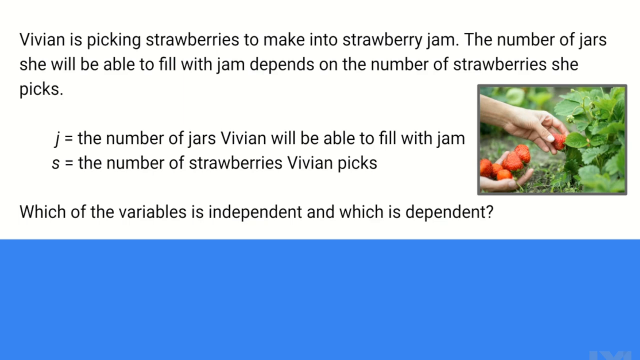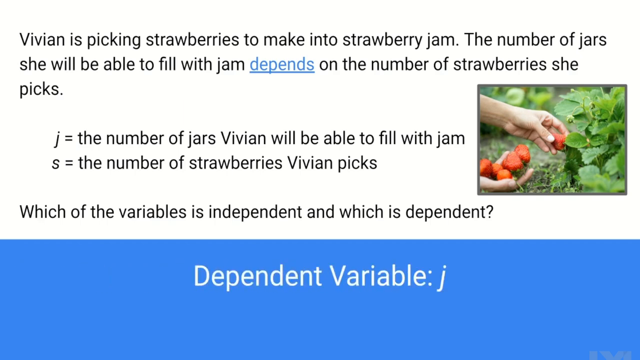The wording in the question helps us to determine which variable is which. The question says, the number of jars she will be able to fill with jam depends on the number of strawberries she picks. Remember, the dependent variable is the variable that depends on the other variable. Since the number of jars, J, depends on the number of strawberries she picks, S, J is the dependent variable. This makes S the independent variable, as S, the number of strawberries she picked, does not depend on J.